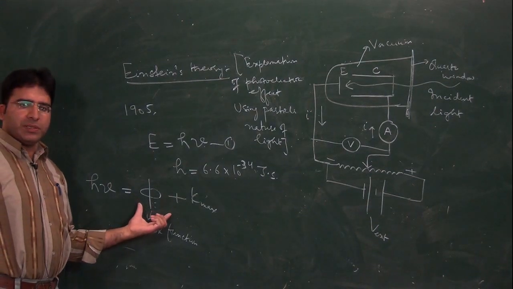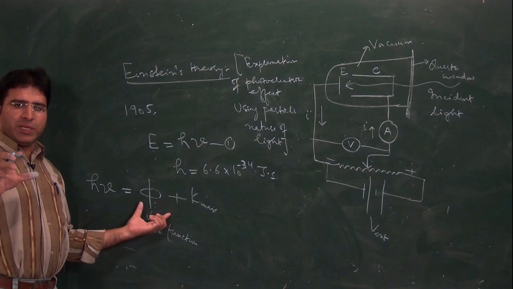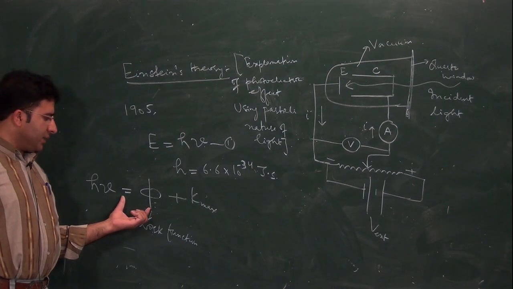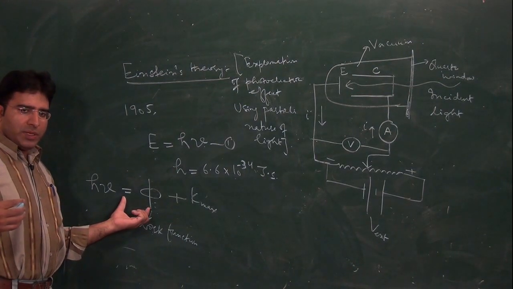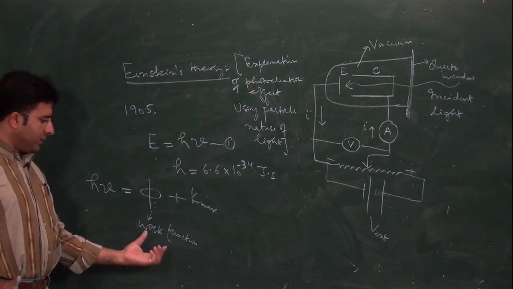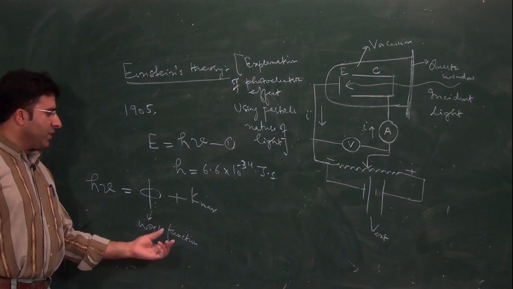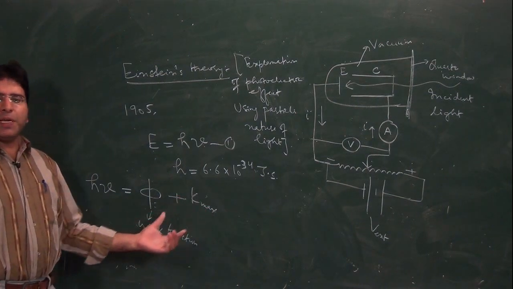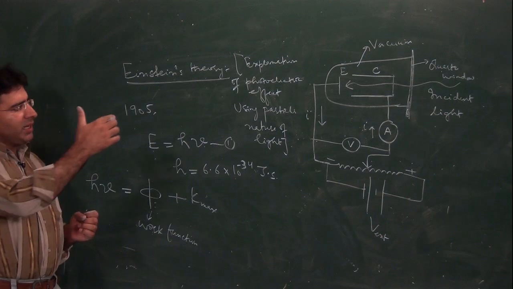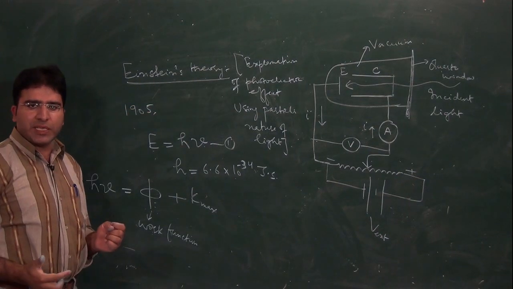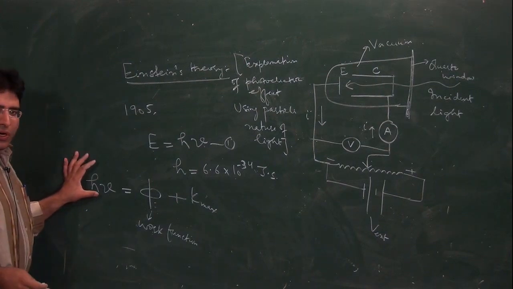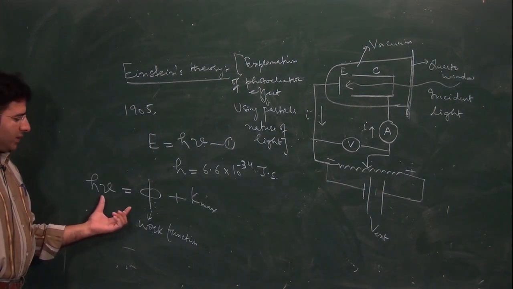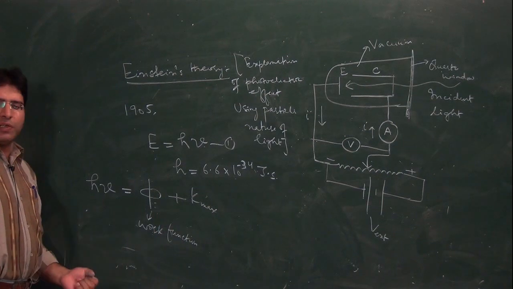It is work function. Therefore, part of the energy of the photon will be used by the electron in becoming free. That is represented by work function. The remaining part, that means h nu minus phi, will appear as kinetic energy of the electron, which will help the electron to reach the collector. This equation is called Einstein's photoelectric equation. So here we need to first define work function.